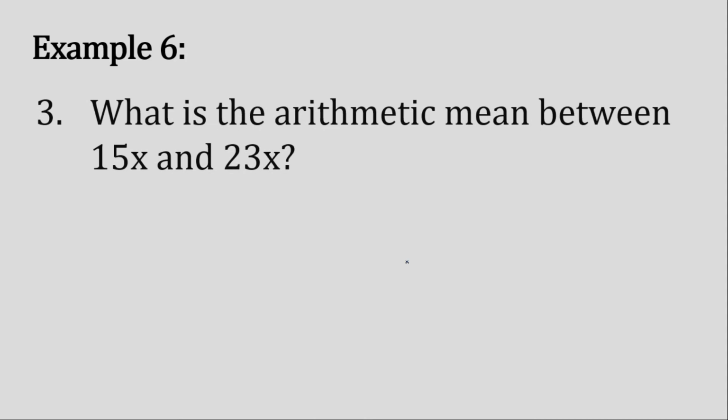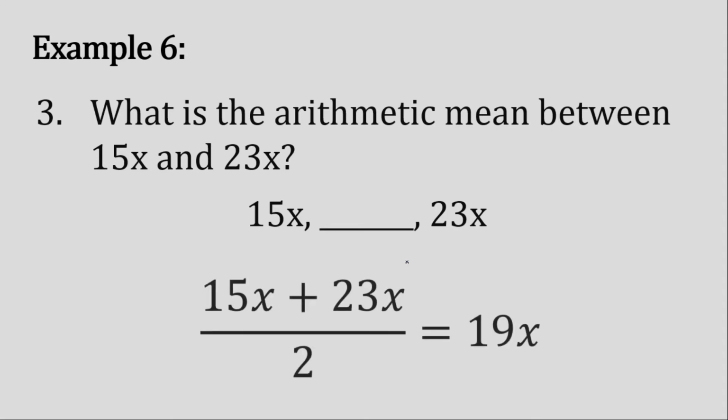Number 3. What is the arithmetic mean between 15x and 23x? Again, we need to illustrate it by putting a line between them. Then we need to add 15x and 23x. 15x plus 23x is equal to 38x. 38x divided by 2 is equal to 19x. So I have 19x here.